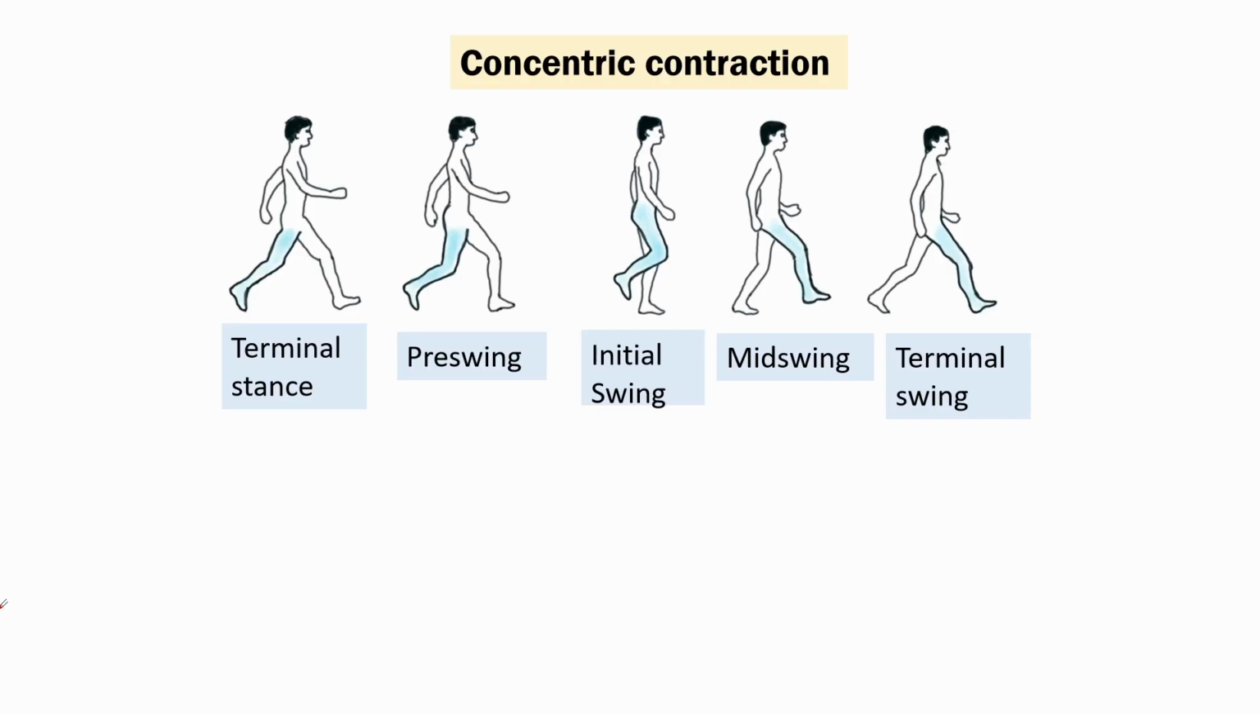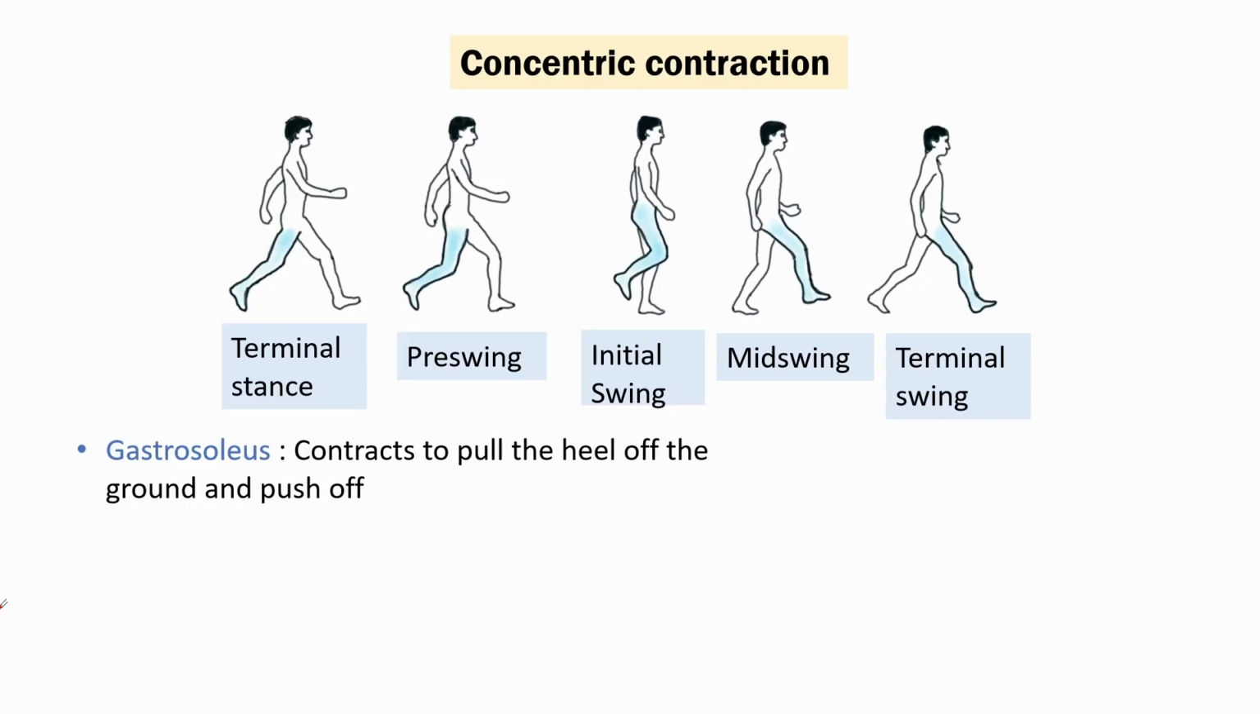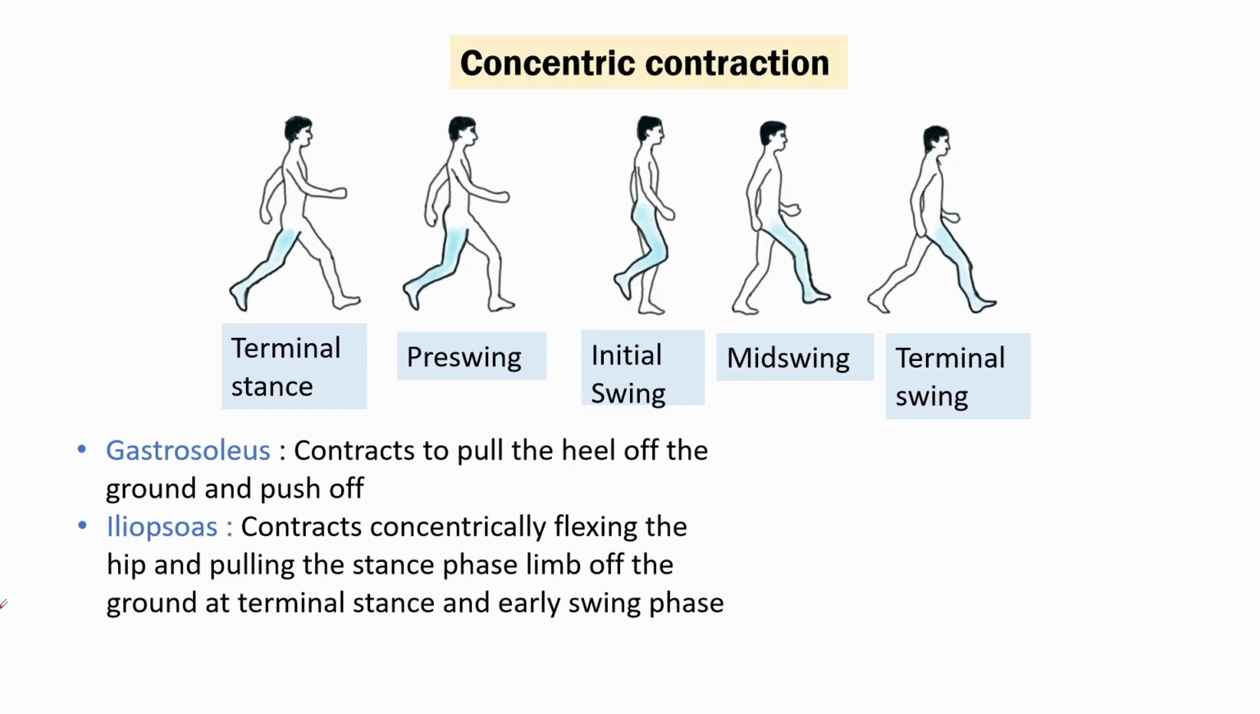Now let us have a look at some of the examples of concentric contraction. A powerful concentric contraction occurs during the terminal stance phase, which is the contraction of gastrosoleus. It contracts to pull the heel off the ground and push off the limb. The iliopsoas contracts concentrically, flexing the hip and pulling the stance phase limb off the ground at terminal stance and early swing phase. Together, gastrosoleus and iliopsoas are known as the two primary accelerators of gait.